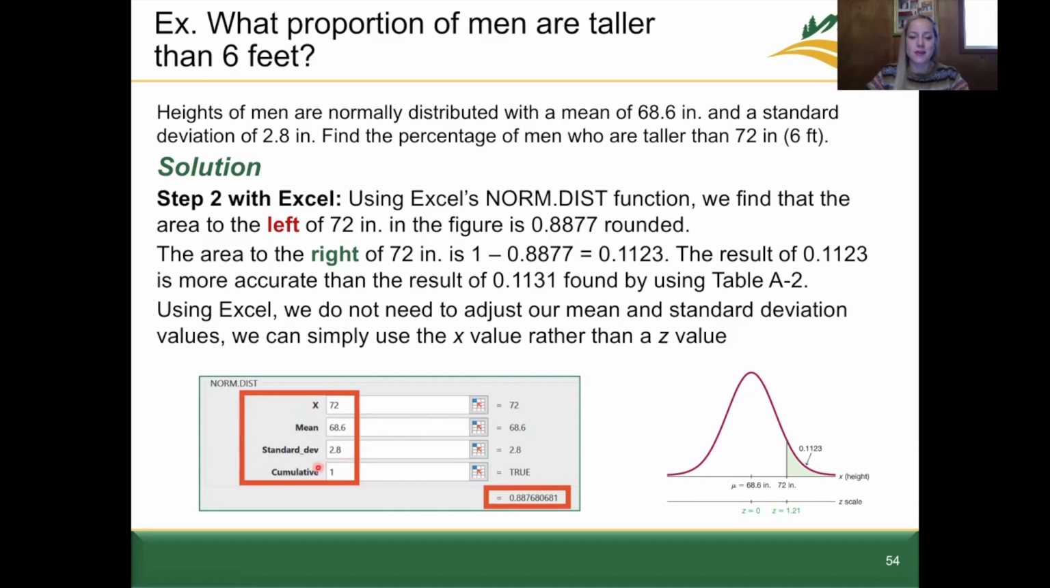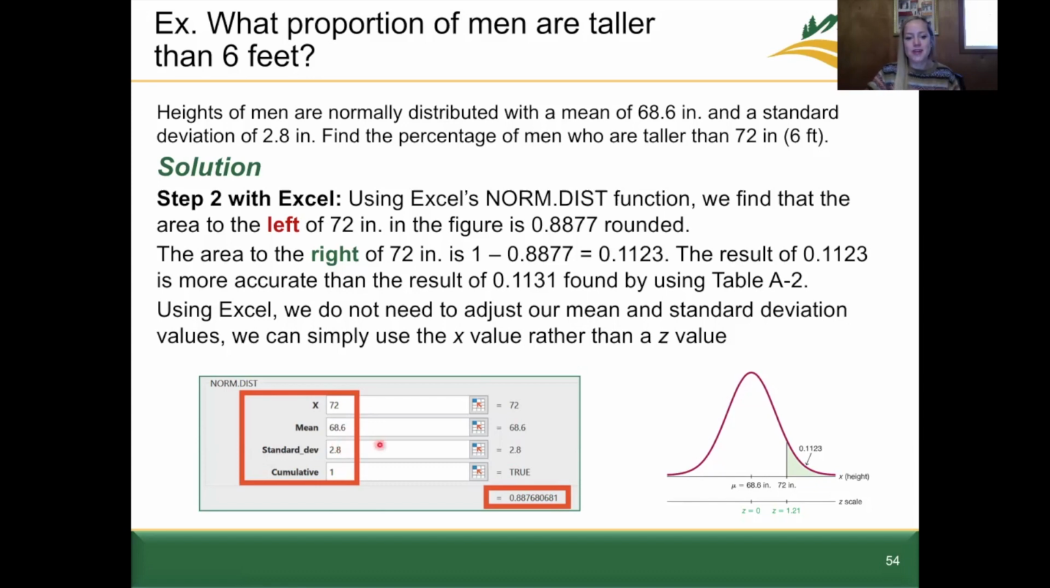Then we need to decide on this cumulative value. Remember, for cumulative values, if we want some range of area or probability, then we're going to use a cumulative value of 1. If we want to know the probability of exactly at one individual X value, that's a cumulative value of 0. Anytime we're shading in the graph in some way, that's a cumulative value of 1. Now, using Excel, we could use the X value as is. We didn't have to convert that into a Z-score. Why? Because this has an option for our mean value and an option for our standard deviation value. That's not 0 and that's not 1. We can plug in the true values there.